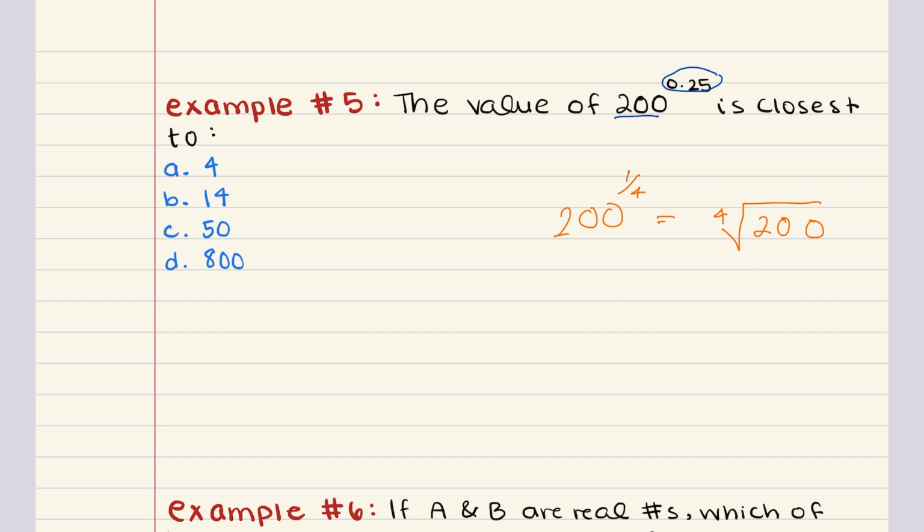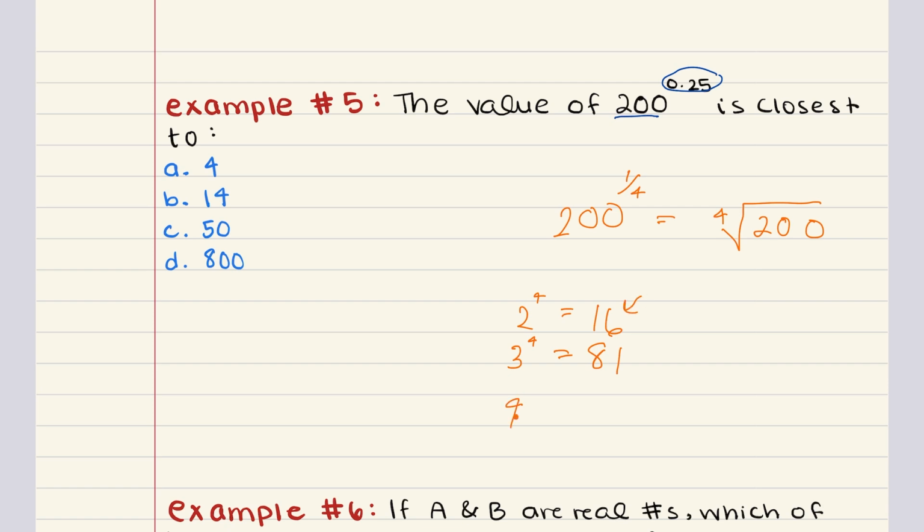Now, since we're working without a calculator, we can use estimation by identifying nearby perfect fourth powers that bracket 200. So let's start with a few numbers we know and that are easy to calculate. Let's start with 2 raised to the fourth power. This is 2 times 2 times 2 times 2. This is equal to 16. What about 3 raised to the fourth power? This is 3 times 3 times 3 times 3. That's equal to 81. Now, this is still less than 200, but a lot closer than 16.